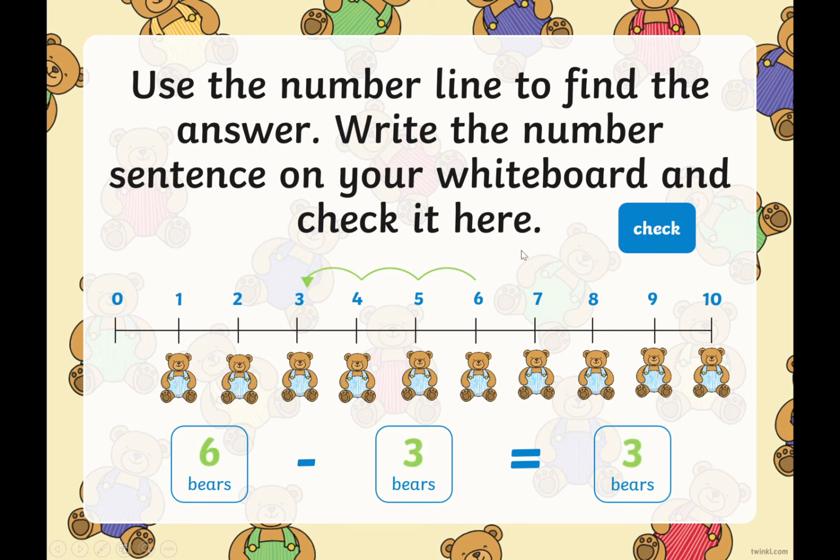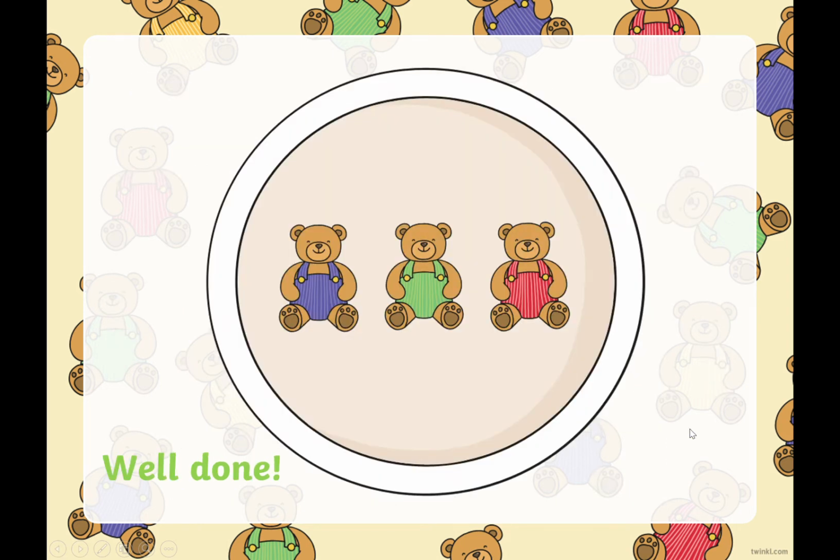There we go. So there were 6 bears on the tray, and then 3 bears left, leaving 3. So there were 6 bears, and then 3 went away. 1, 2, 3. So how many were left? That's right, 3. 6 bears, subtract or minus 3 bears equals 3 bears. Well done.